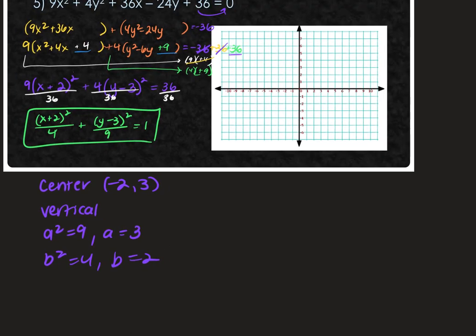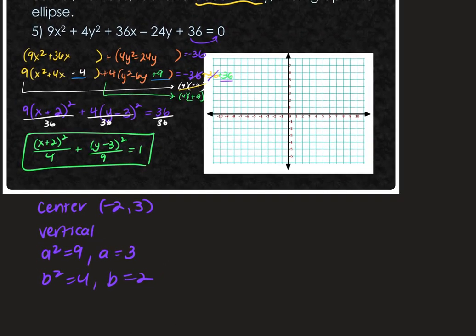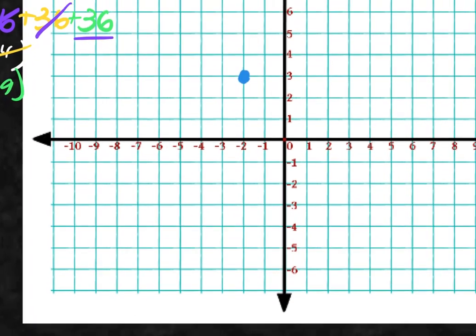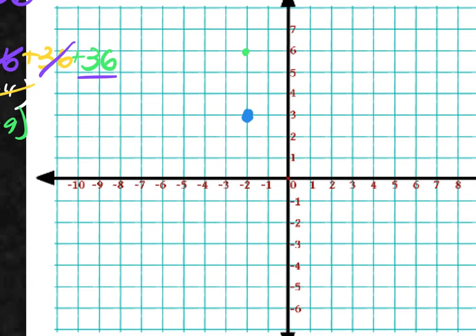Then I go to the graph. Negative 2, 3 is my center. It's vertical, so I'm changing the y for my vertices. So I'm going up and down 3. Up 3, and that coordinate point would be negative 2, 6. Down 3, and that coordinate point would be negative 2, 0.